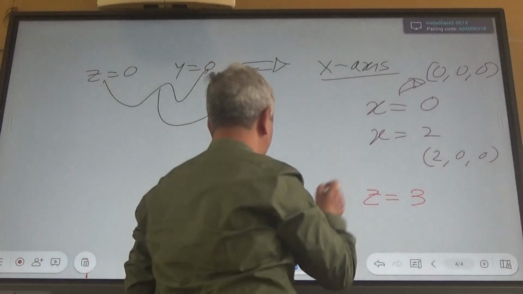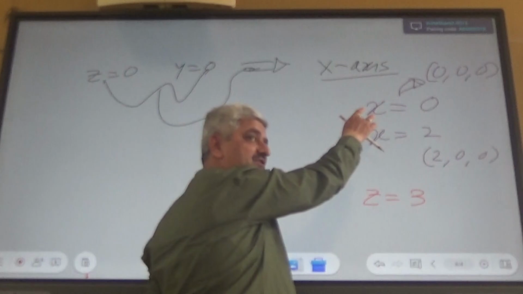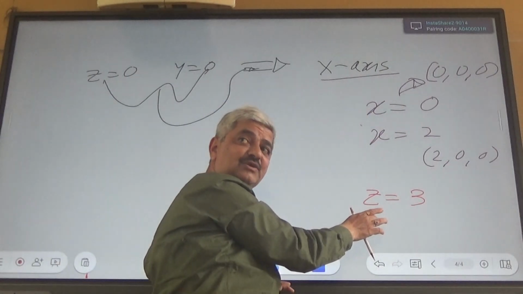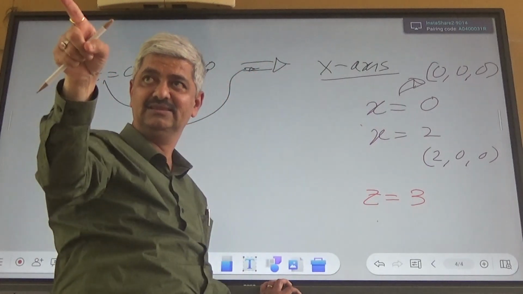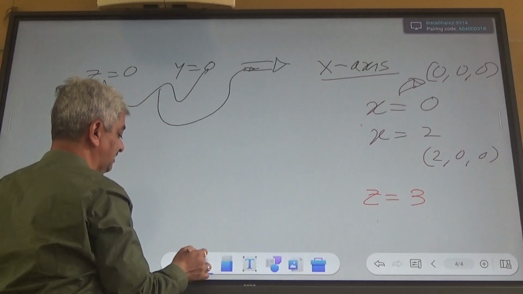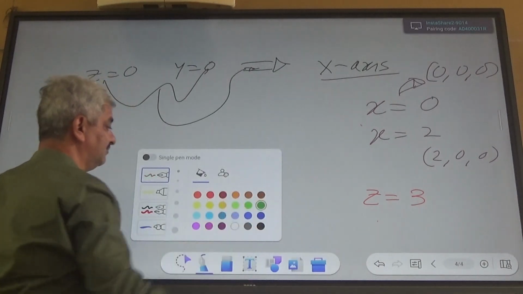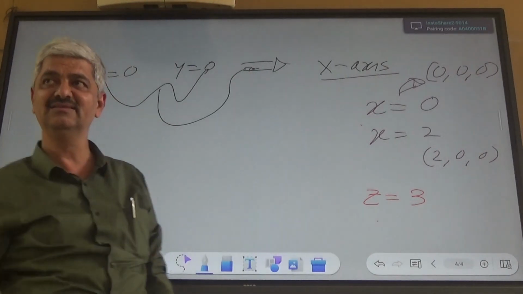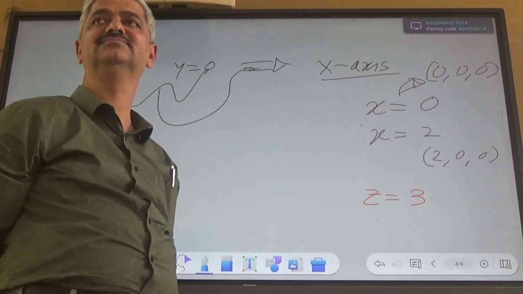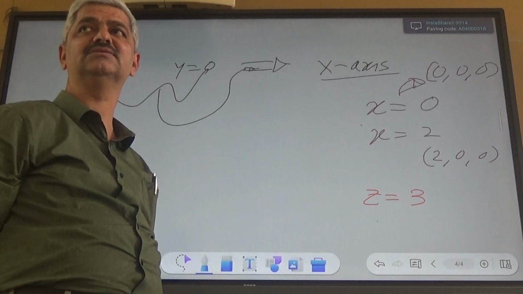So case 1 consistent equation unique solution. Case 2 inconsistent equation, no solution. Now case 3, can anybody tell me case 3? One equation which is neither this nor this.